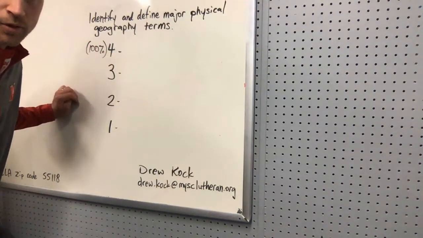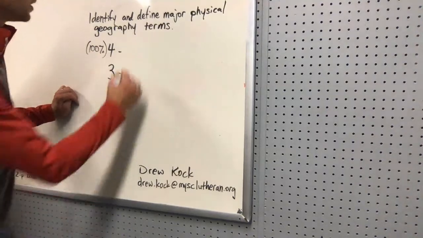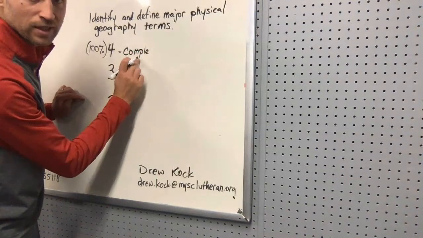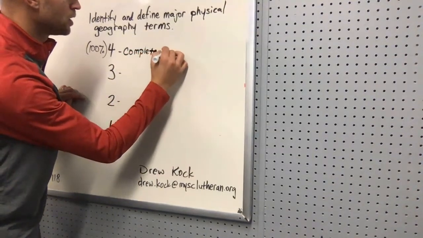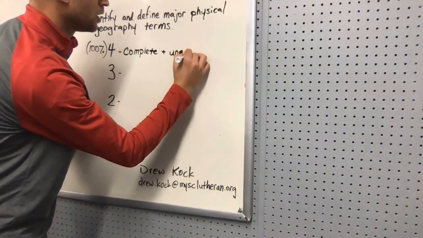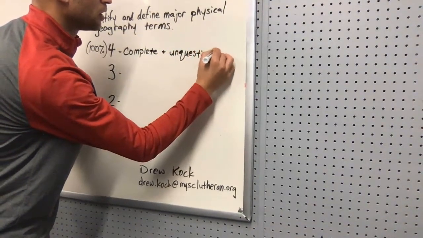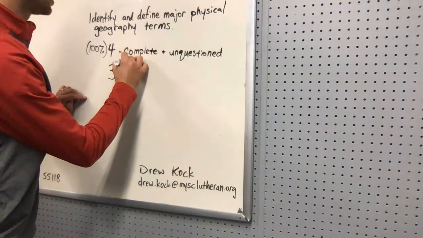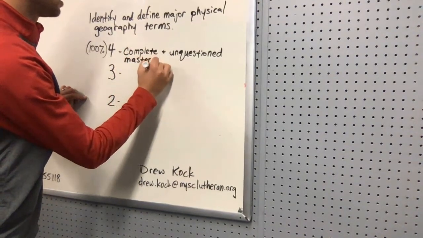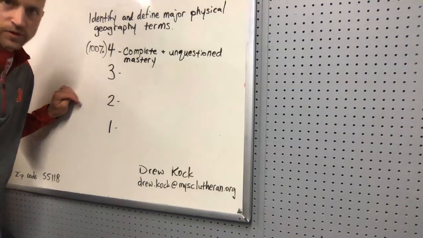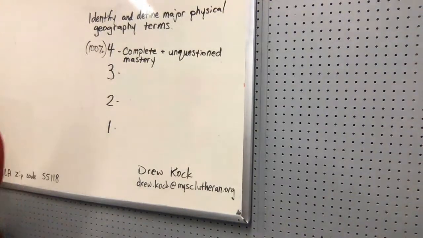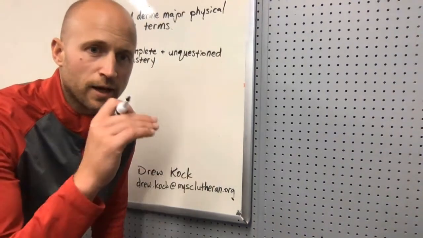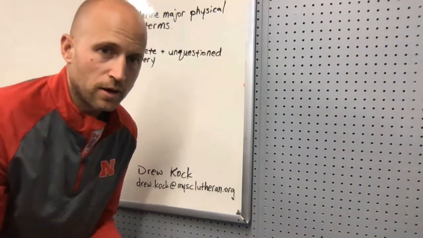That's going to be equal to 100%. All right, so to get a 4, you need to complete and I'm using the word unquestioned, so there's no doubt. Complete and unquestioned mastery of the terms. So if you can identify all of the terms, and there's no doubt that you got all of them.